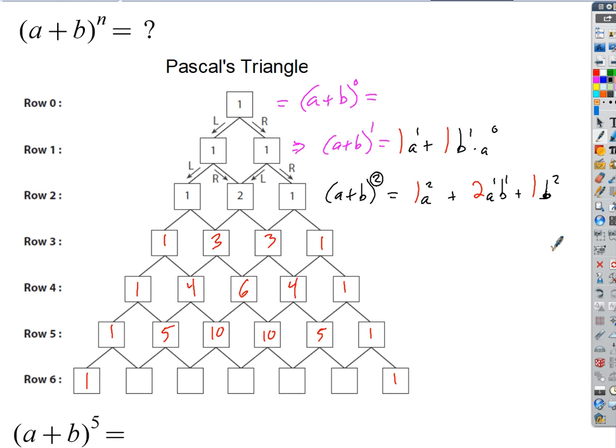So you tell me then, what's going to be the expansion for a plus b cubed? The coefficients are going to be 1, 3, 3, and 1. And what are the powers going to be? Plus. Okay, plus.